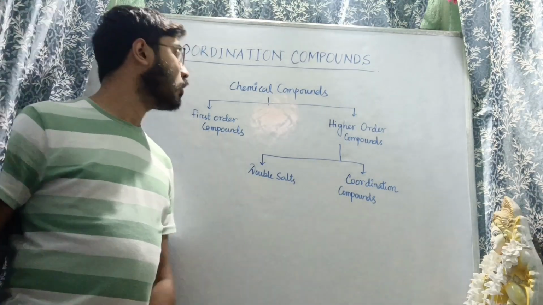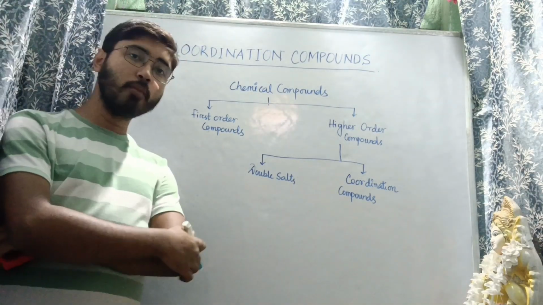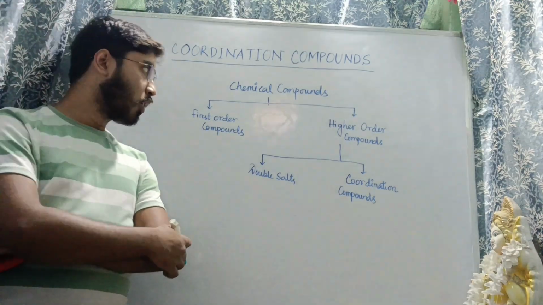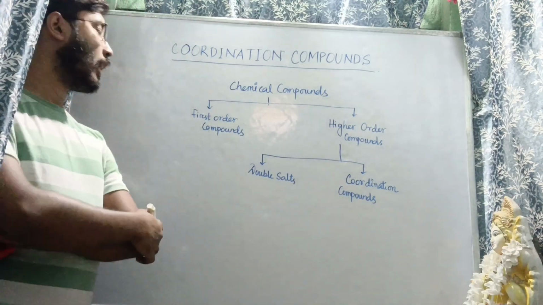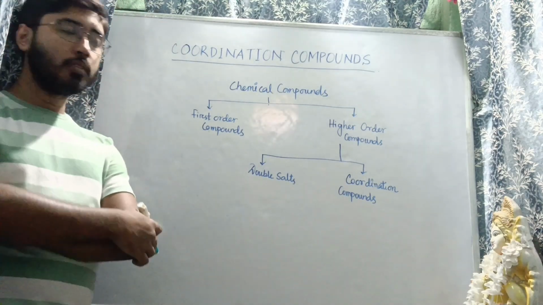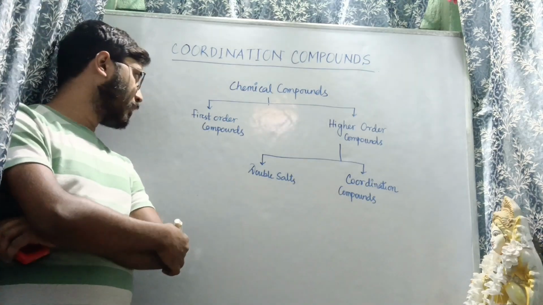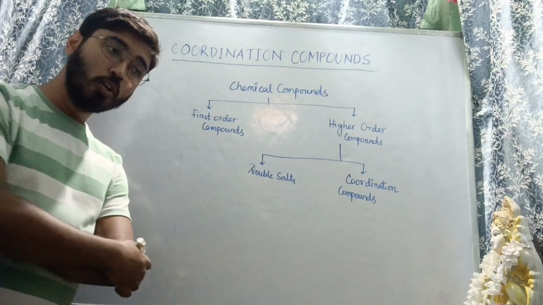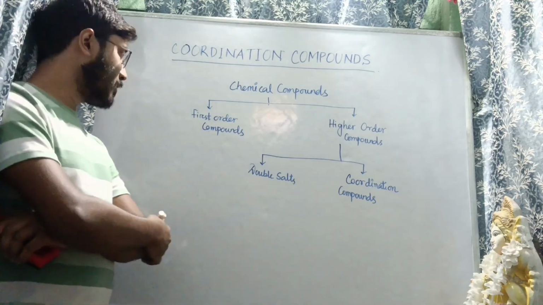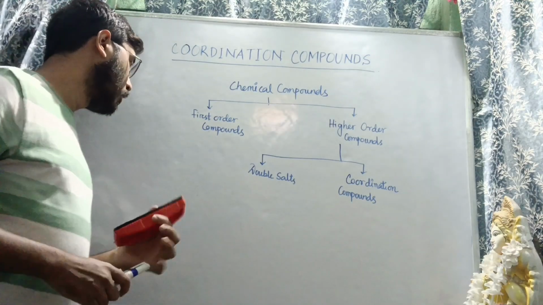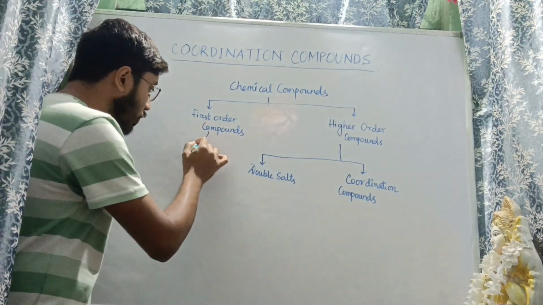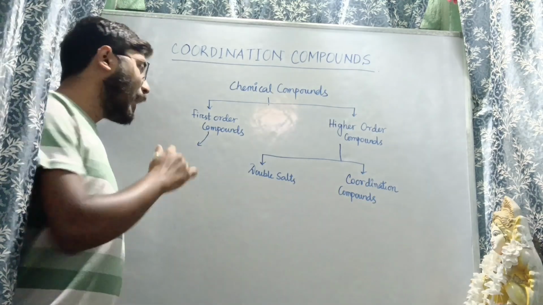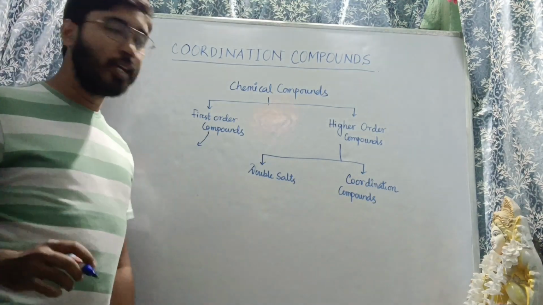Hello students, today we are going to discuss a very important topic from inorganic chemistry, that is coordination compound. So at first we discuss what are chemical compounds. We know that chemical compounds are classified as first order compounds and higher order compounds. So first we discuss what is a first order compound. First order compounds are those compounds which are combined of one cation and anion by covalent or ionic linkages.